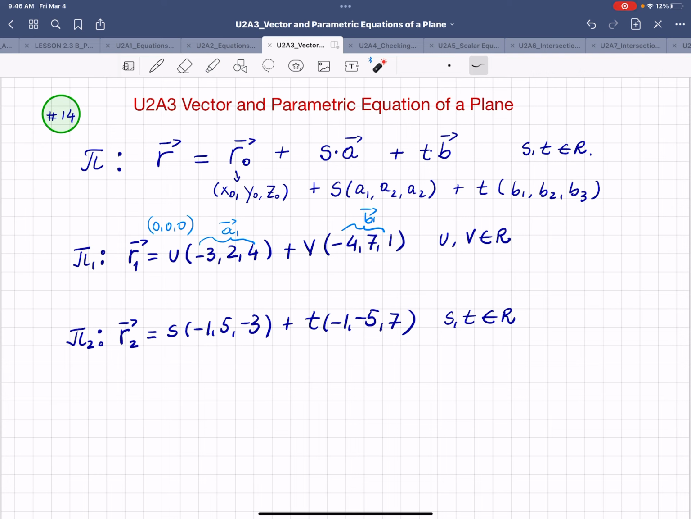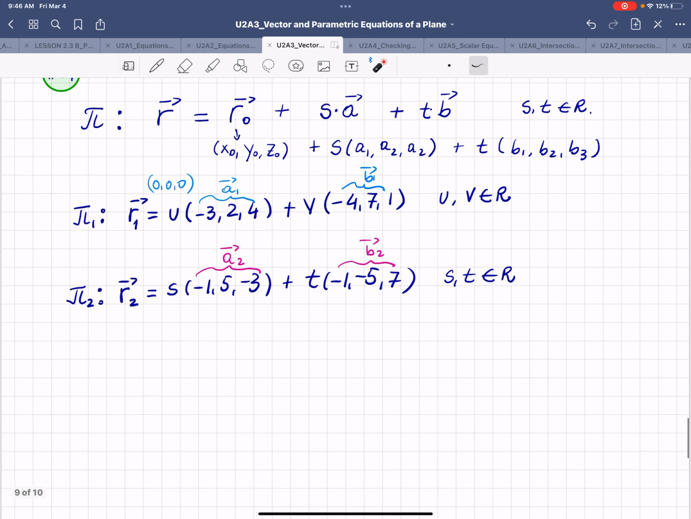In a similar way, we can reason about the second plane, so r2 will be any vector on plane pi2. And we notice that in this equation, we have the coordinates of two vectors multiplied by a scalar. So that makes us think that these must be the direction vectors, which we will call A2 and B2. And s and t are scalars. Similar to the first equation, here we do not see the starting vector r0, which again will make us think that r0 is at 0, 0, 0, which means that both planes pass through the same point, through the origin.